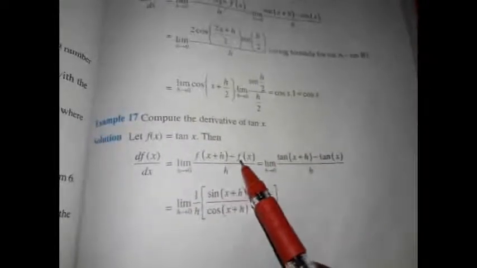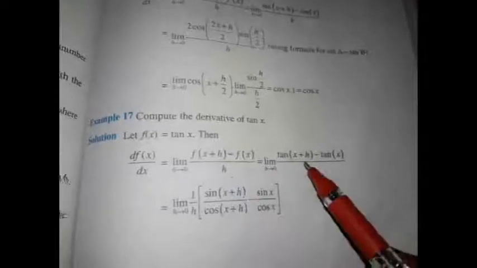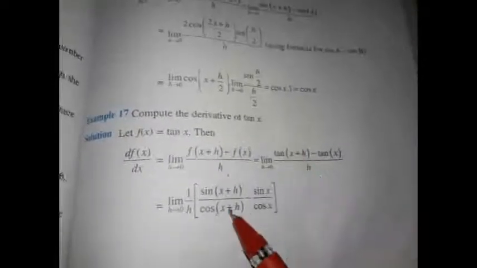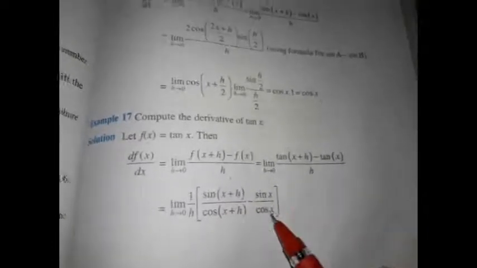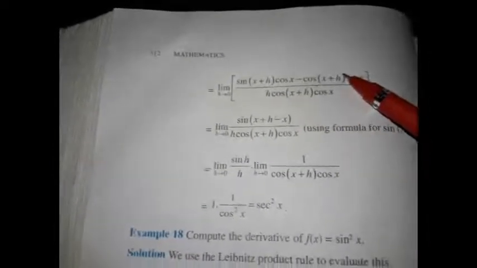Now similarly, let us find the derivative of tan x the same way. Limit h tends to 0, f of x plus h minus f of x divided by h. So tan of x plus h minus tan x, divided by h. Tan x can be written as sin by cos. So sin of x plus h divided by cos of x plus h, minus sin x by cos x, over h. Now we are going to take LCM. So the denominator we will have is cos of x plus h into cos x. In the numerator we have to cross multiply since we have taken LCM.